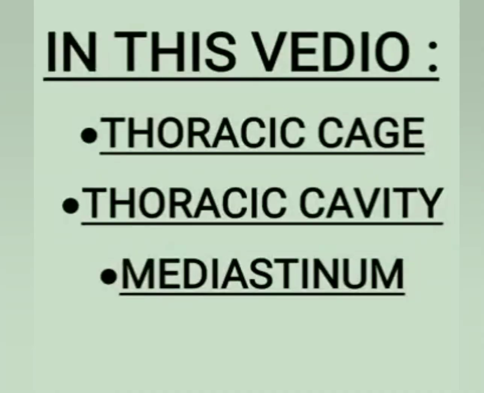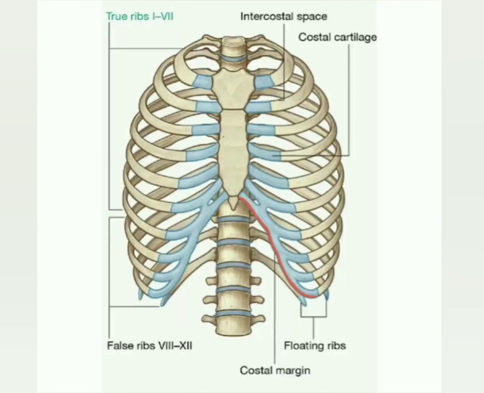Okay, so this will be a first segment where we will be dealing with 3 topics. The first, thoracic cage; second, the thoracic cavity; and at last, the mediastinum. So let us begin with the discussion. Now let's start with the thoracic cage.